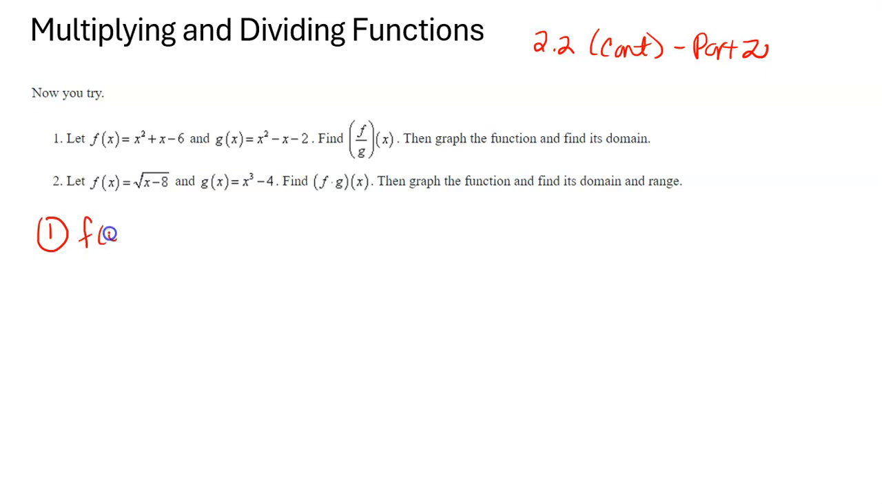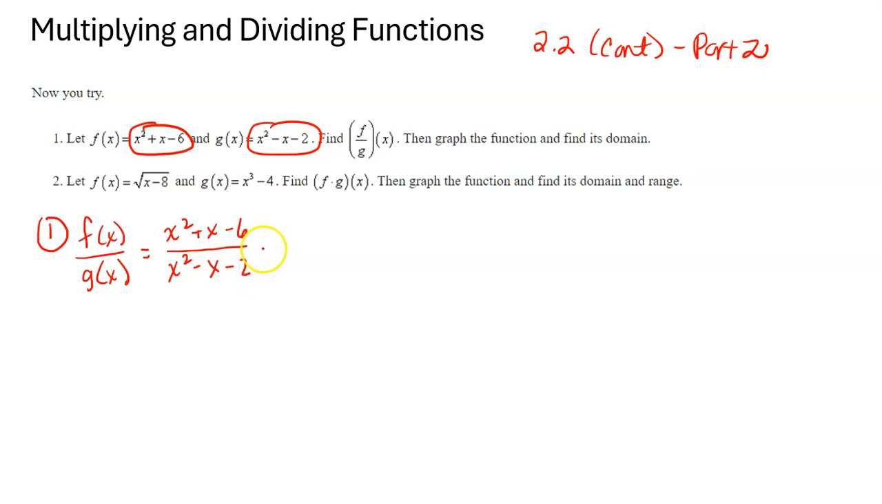So I have f of x over g of x, which is equal to, so this is f of x, so that's going to go on the top. And this is g of x, so that's going to go on the bottom. Okay. Now I'm going to factor, and this is x squared, so I know to put an x there. And then 6, that's kind of tricky, so 6 can either be 1 and 6 or 2 and 3. Since this is 1, I'm thinking it's 2 and 3. And since this is positive, the larger number is going to be positive.